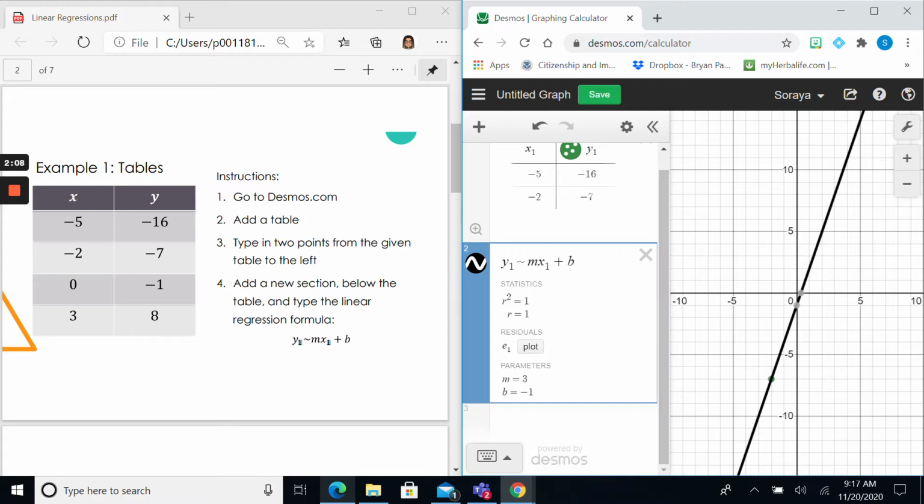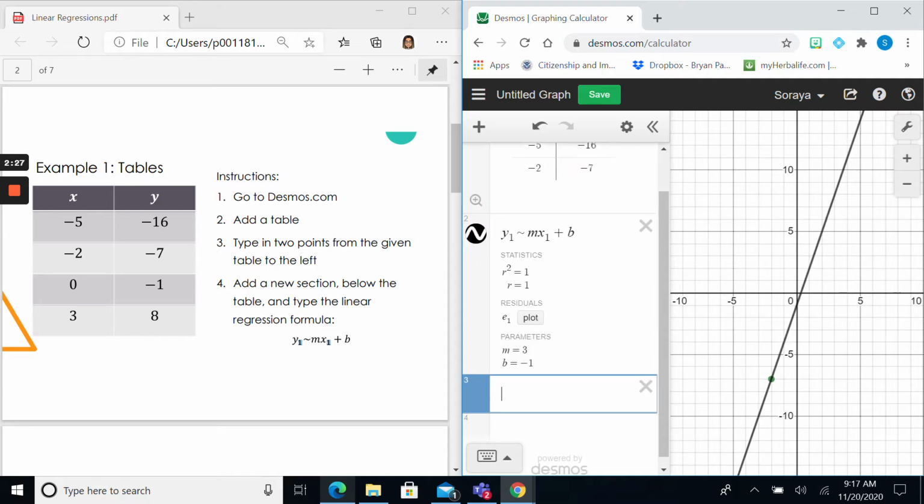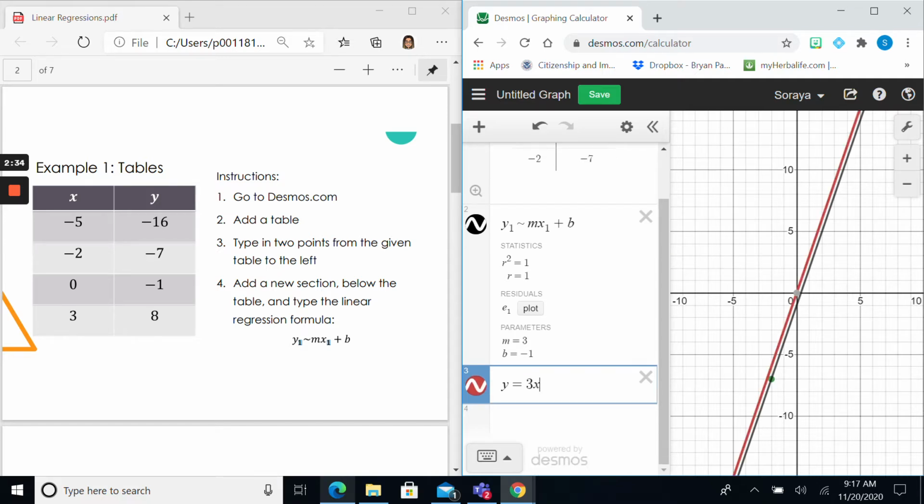Okay, now I want you to notice that down here, you get an m and your b. Your m is your slope, and b is your y-intercept. And those are the 2 things you need in order to write your equation of a line in slope-intercept form. So the way we would write this equation would be y equals your slope, which is 3, followed by an x, and then -1 for the y-intercept. Okay, so now you just wrote your equation.